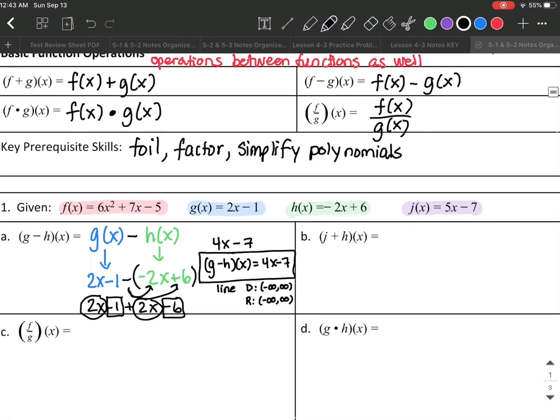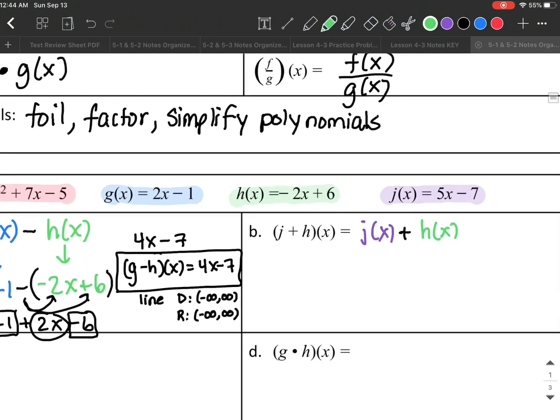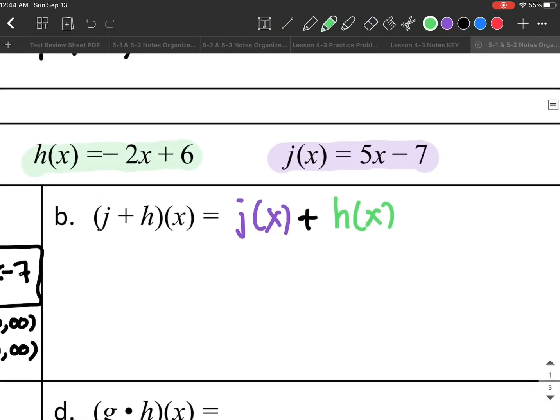For B, I have j plus h of x. And that just means I'm taking j of x and I'm adding h of x. I know that j of x is 5x minus 7.